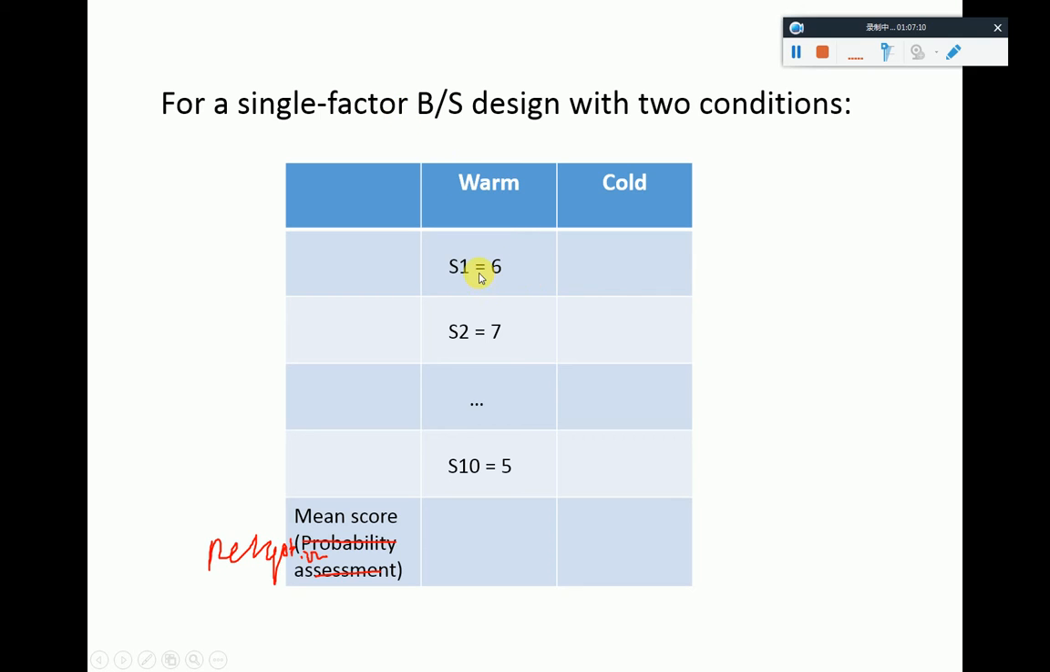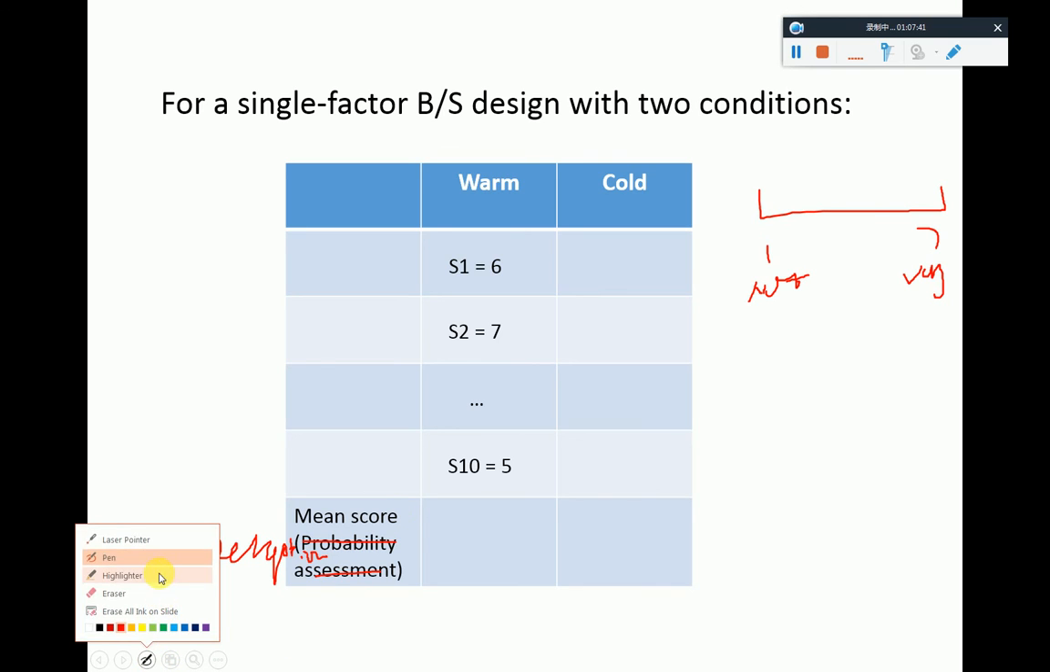Let's say we assign the first 10 participants into the warm condition, and on a 7-point scale, they indicate how friendly Mike is, with 7 being very friendly and 1 being not friendly. As we expect, people assigned to the warm condition score higher on the scale, meaning they're more likely to perceive Mike as warm.